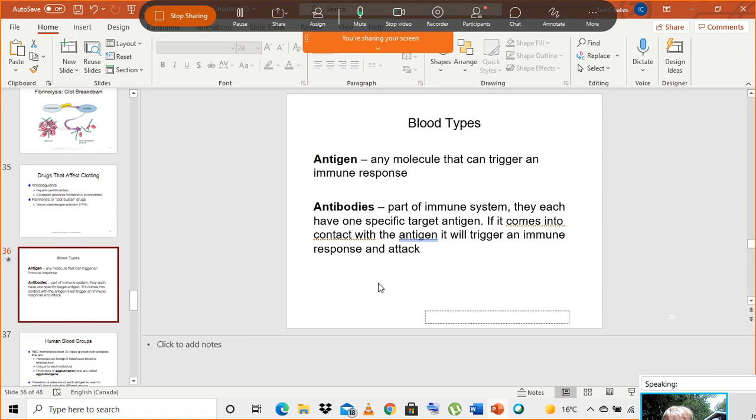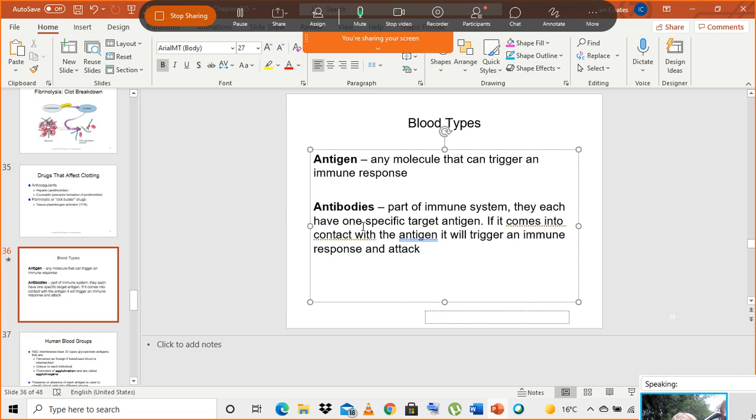Now we're into the last part here. We're going to talk about blood types. We're going to go back a bit, and I'm going to throw some words at you here. An antigen is any molecule that can trigger an immune response. An antibody is part of the immune system. They each have one specific target antigen. So antibodies are looking for antigens. And these antigens are those little proteins that stick out of the cell surface.